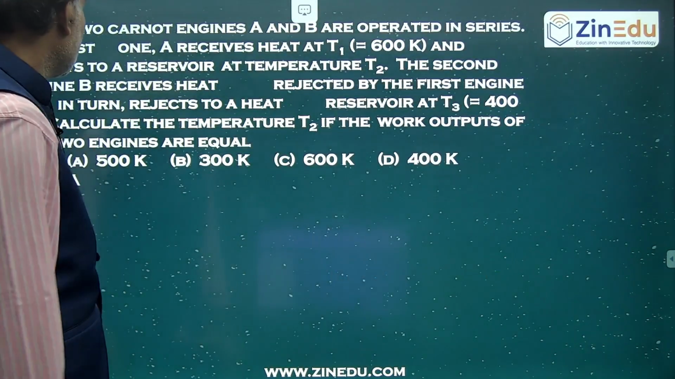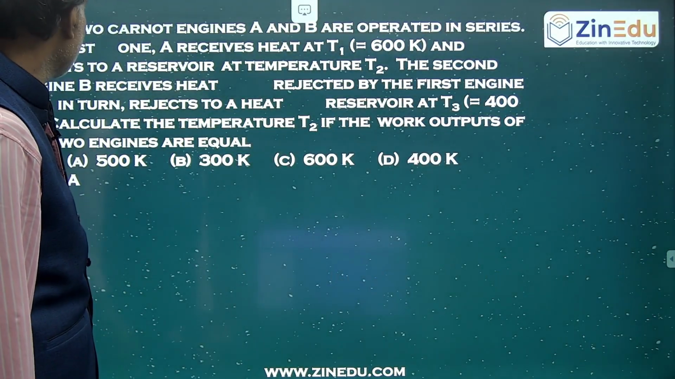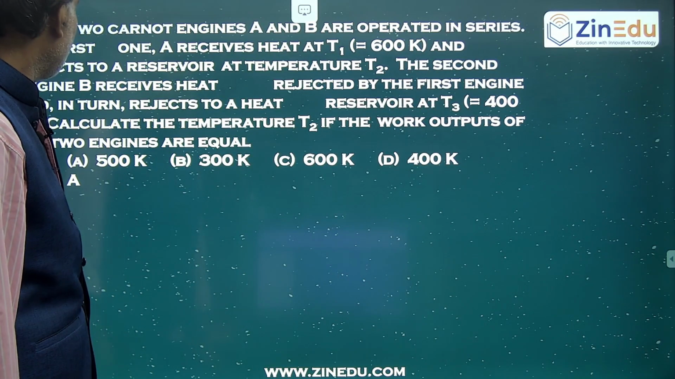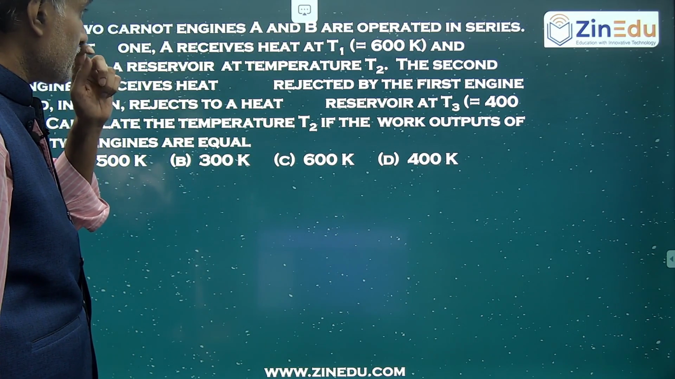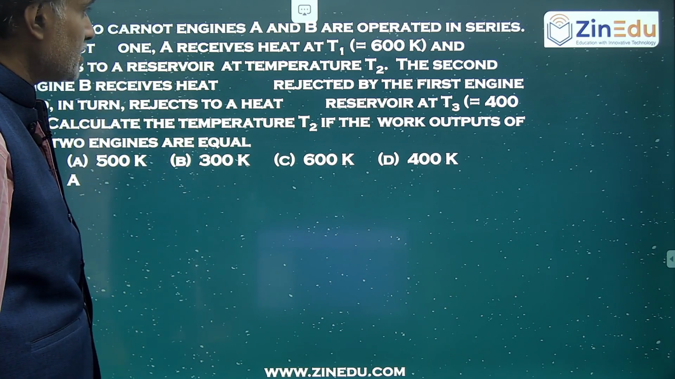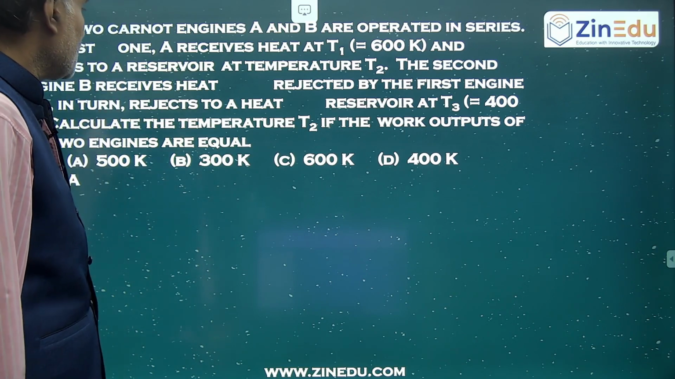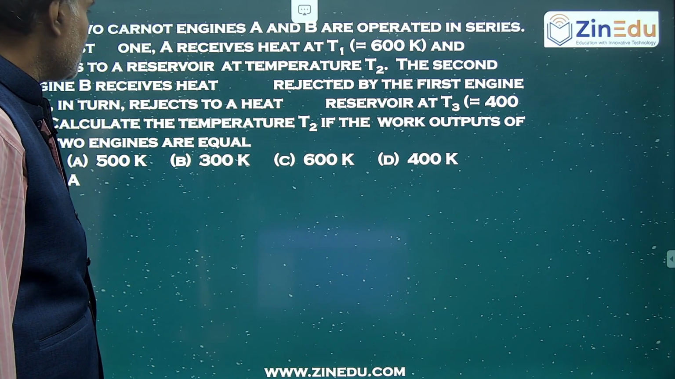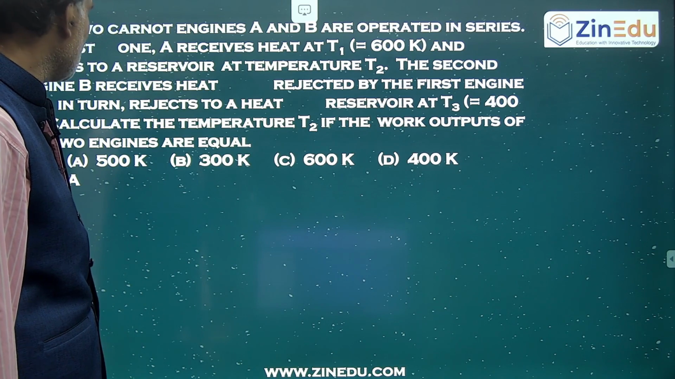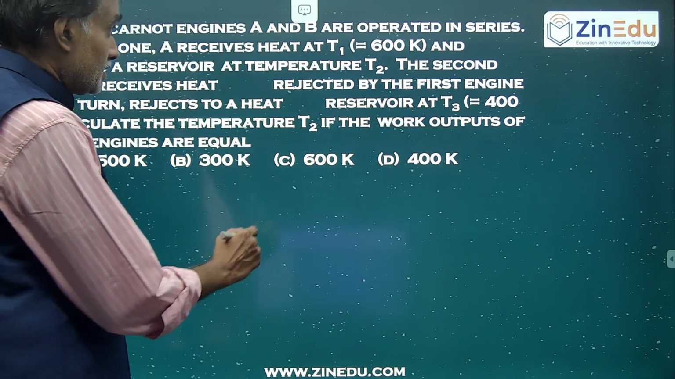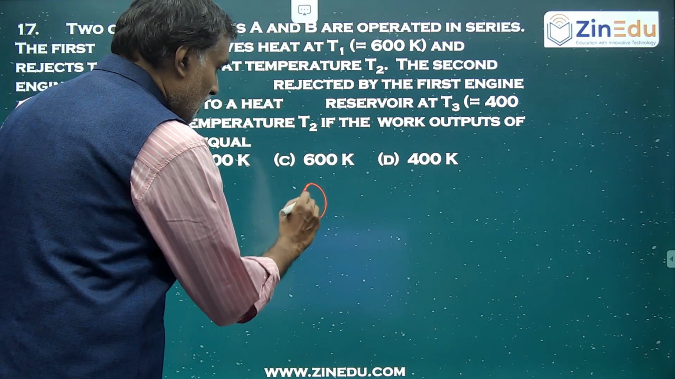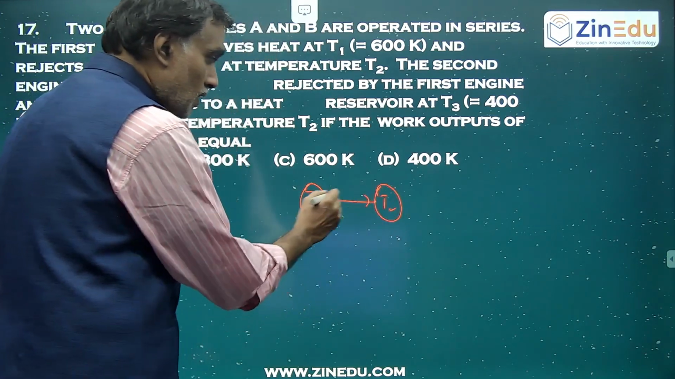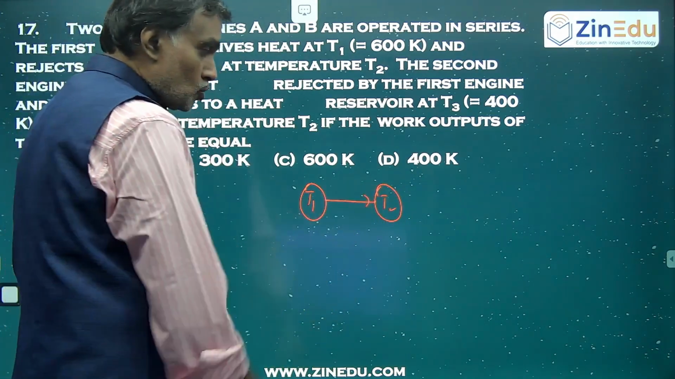Two Carnot engines are operated in series. The first one receives heat at T1 equal to 600 Kelvin and rejects to a reservoir at temperature T2. The second one absorbs the heat rejected by the first one, and in turn rejects to a reservoir at T3. Calculate the temperature T2 if the work outputs of the two are the same. The first one absorbs heat Q1 from T1 and rejects Q2 to T2.